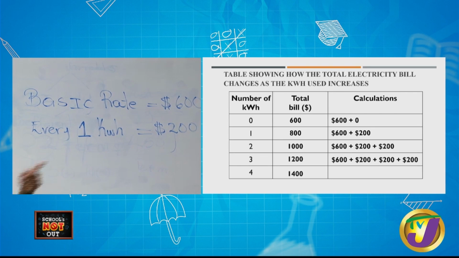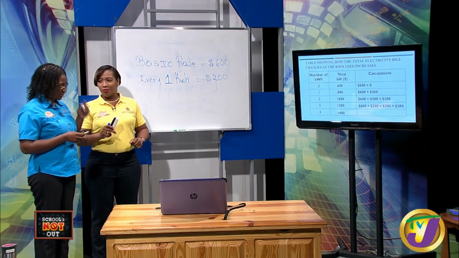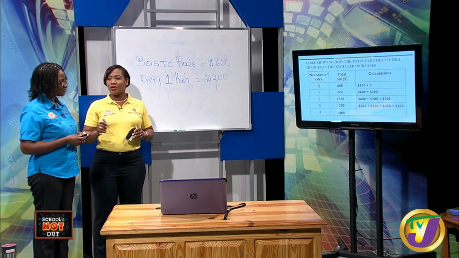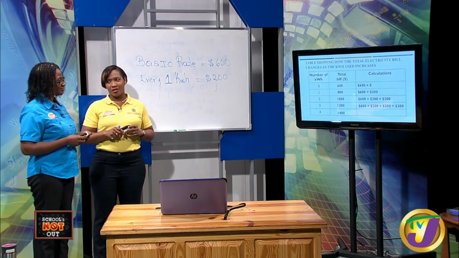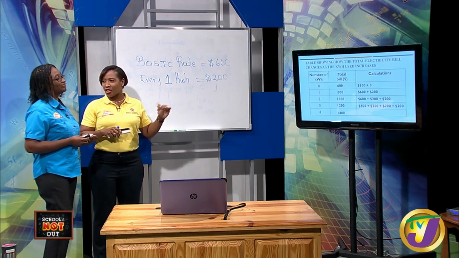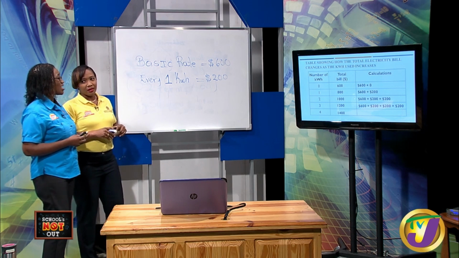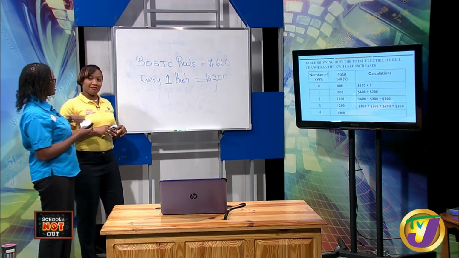So now, Karima, they might be saying this is easy. They can just keep on adding 200. But what happens when you're really using electricity, when you have lots of kilowatt hours? Sounds to me like we need either a graph or an equation. But they did tell us, Tamika, that we need that in our report. That is true. Students, you need that in your report.